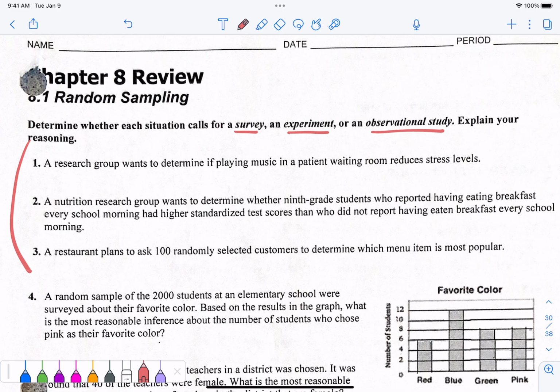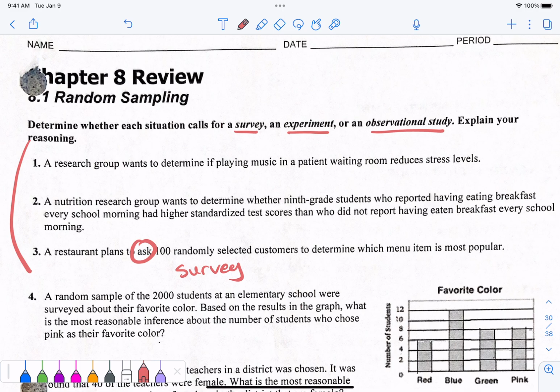A nutrition research group wants to determine the... I'm not at all confident on what I just wrote down. I know for sure one of them is that one, but number 2 and 3... number 3 is definitely a survey. So could 2 be an observational study since they look at what their grade is? All right, so which one for sure has to be this one? Number 3 is a survey. How do you know that? They're asking, right? They're asking the question. It is a survey. Now we have to decide.